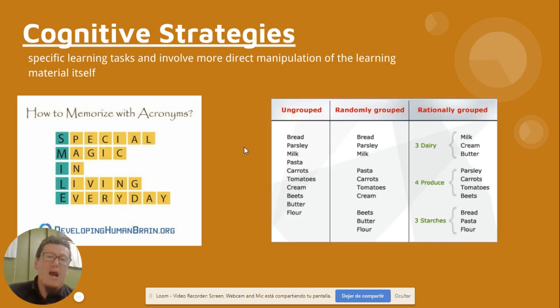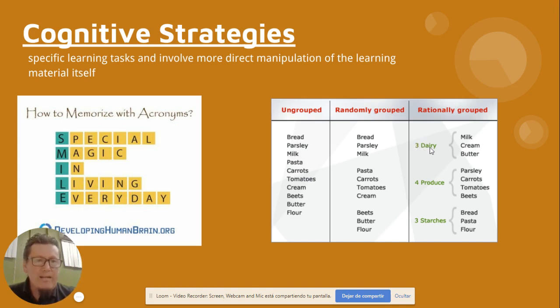Another example of a cognitive strategy is doing comparative tables. So you have a list of vocabulary and you just have it random in one column. And then here, say you randomly group, so you kind of start to see some connections between the words. So you start to kind of organize them a little bit. But then in the third column, now it's rational, now you really thought about it. You logically found the connections between the words. So now you're also counting.